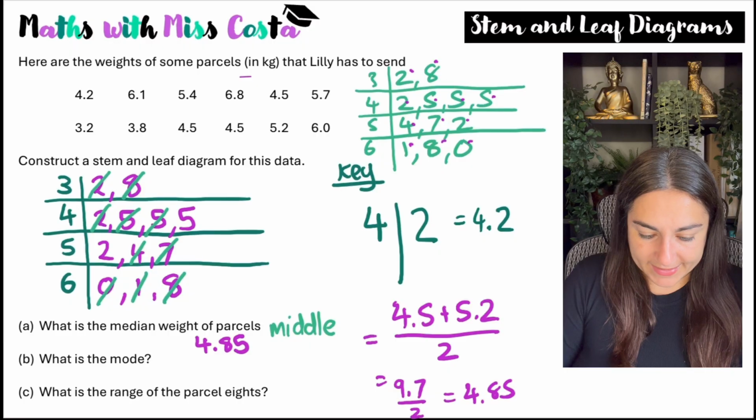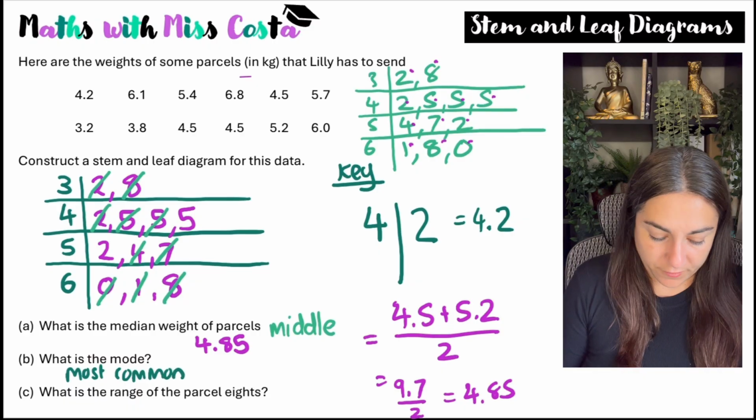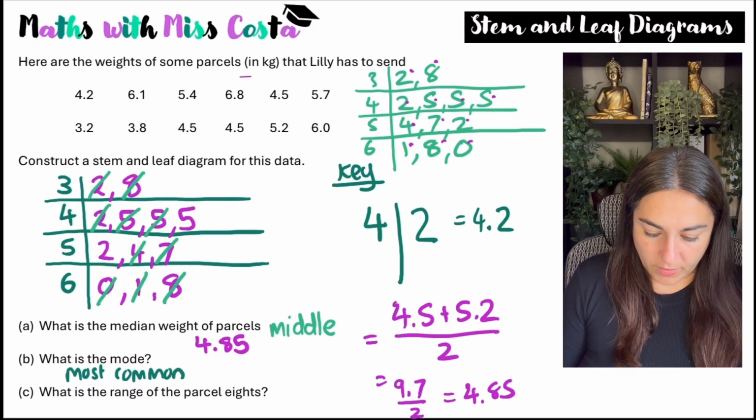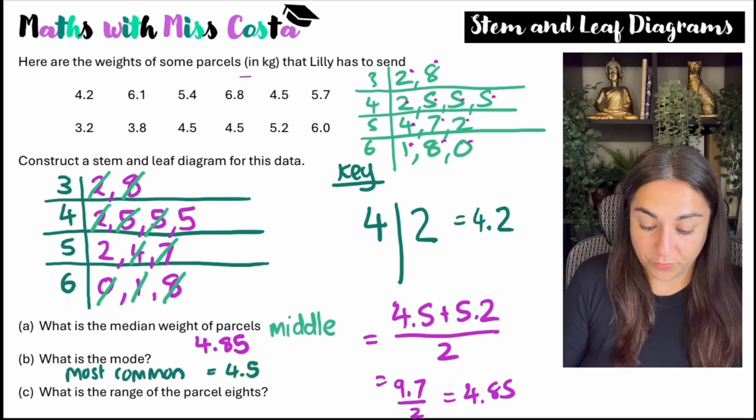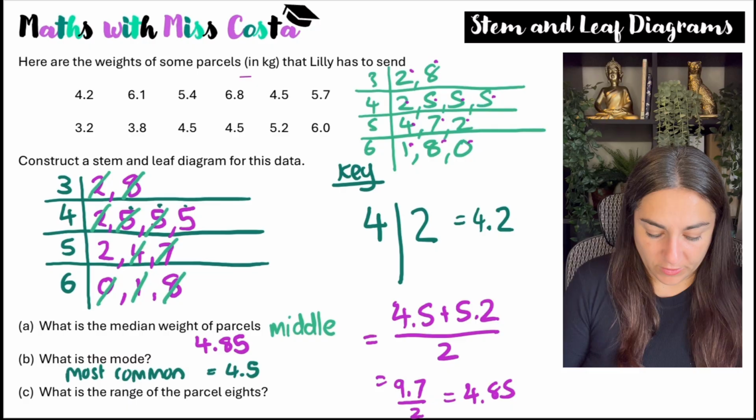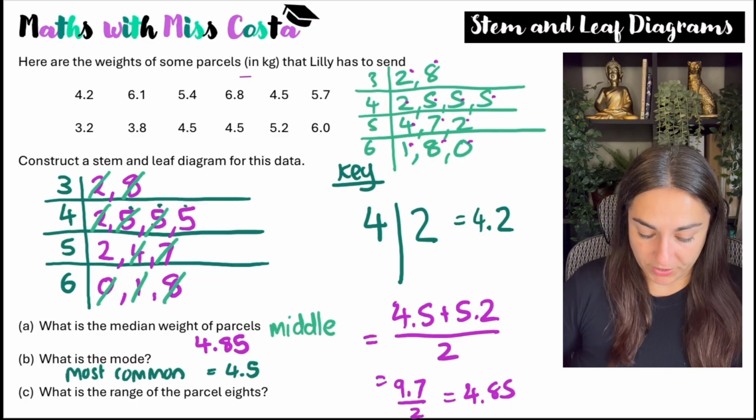The mode is the most common value. So remember, mode is most common. So I'm just going to look for the most common value, which in this case would be 4.5 because there's 3 lots of them. 1, 2, 3. No other number repeats itself. So the mode is the number that repeats itself the most.